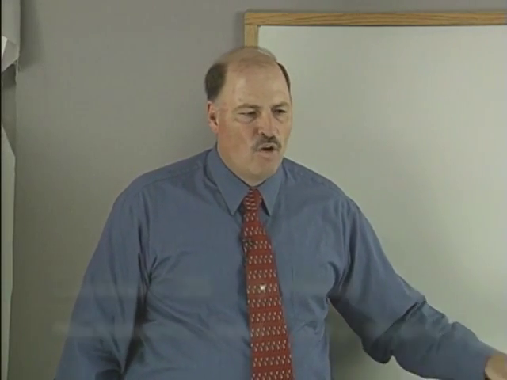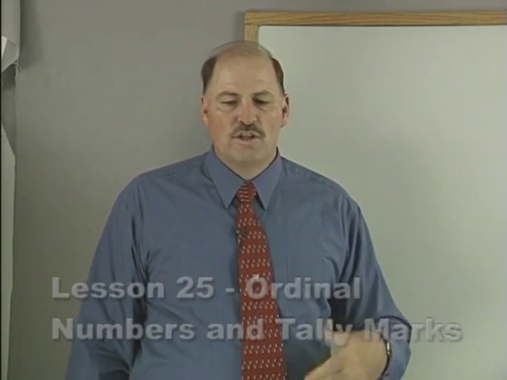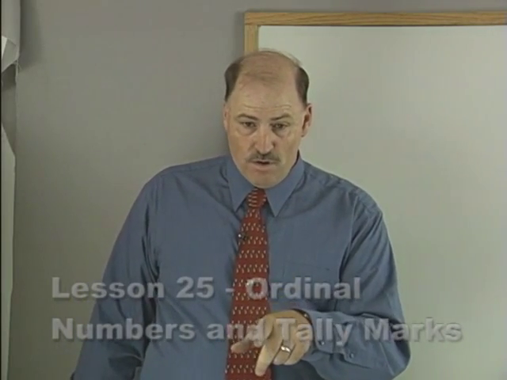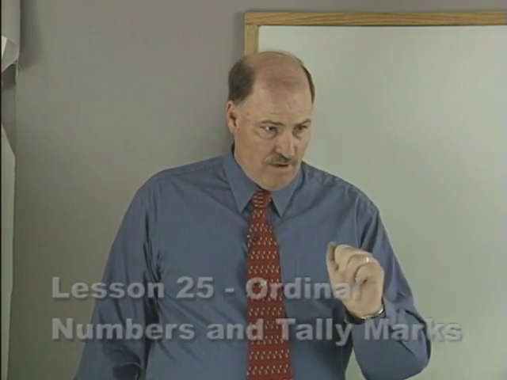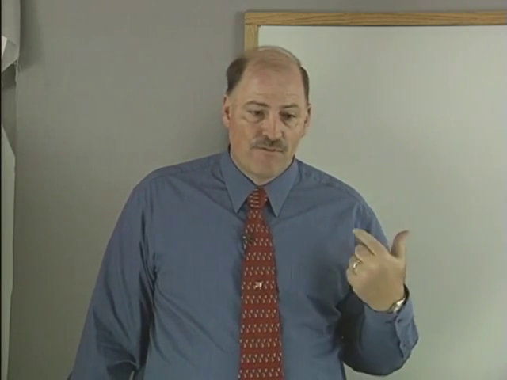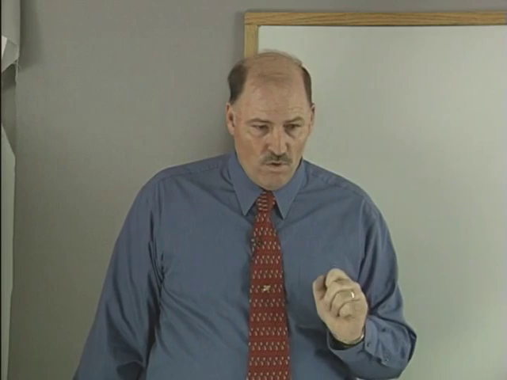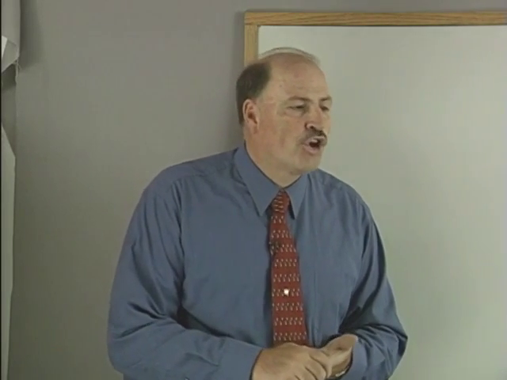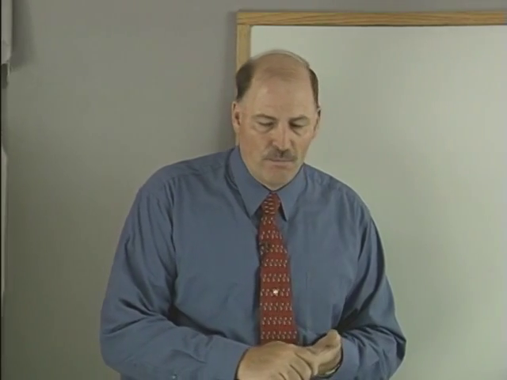Numbers that tell order, or which order, like are you the firstborn, secondborn, right? And you're the secondborn, correct? I'm the firstborn, he's the fourthborn. So numbers that tell order are called ordinal numbers, ordinal numbers.